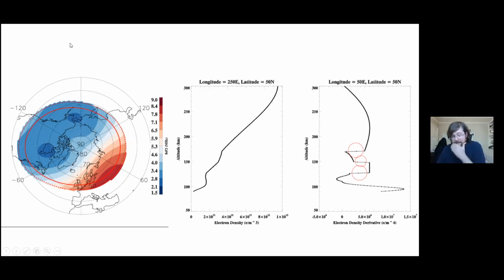One thing that is problematic, particularly for high latitudes though, is that this is the peak critical frequency of the ionosphere from the IRI, or the foF2.